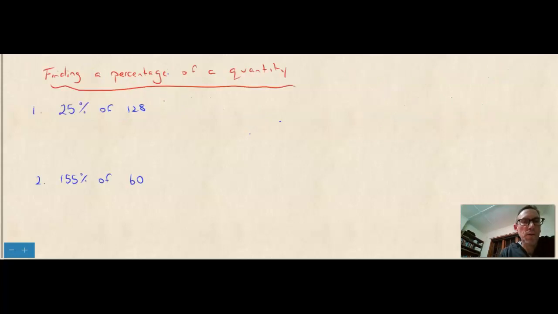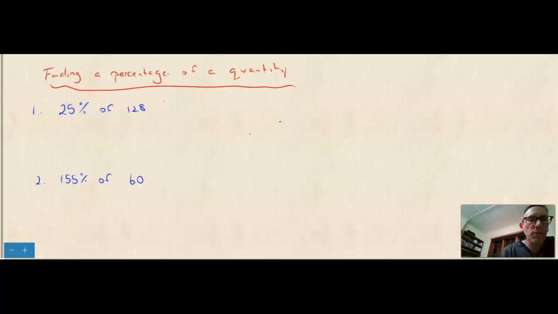Okay, we're going to look at some examples now of finding a percentage of a quantity. Now these are perhaps a little bit more intuitive. Let's work through these two examples. 25% of 128. So I want to find out what 25% of 128 is. Now we're often in a position where we want to find a percentage of an amount. Maybe there's a discount going on. Maybe there's a percentage added onto something. We want to be able to calculate what percentage of an amount is. So here's how we do it.